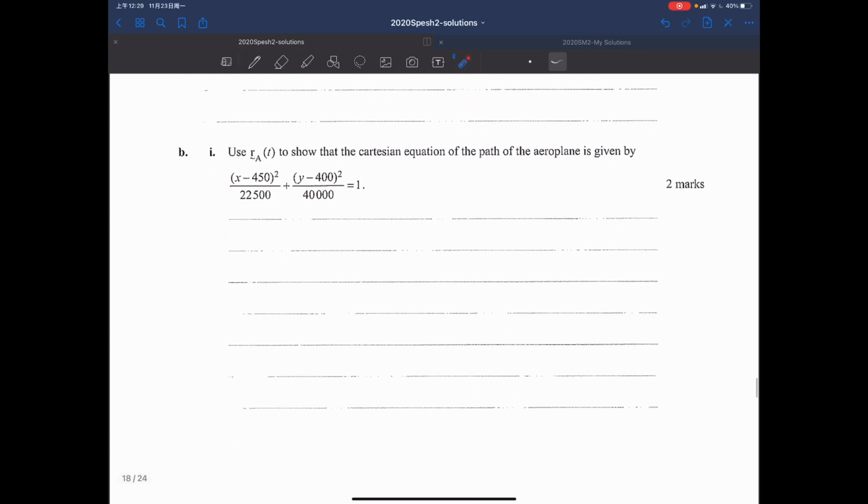Then you want to use r(t) to show that the Cartesian equation of the path of the aeroplane is given by that relation here. So this is an ellipse, not a circle. I believe many of you have learned Year 11 Specialist Maths and learned the graphs of circle, ellipse, and hyperbola.